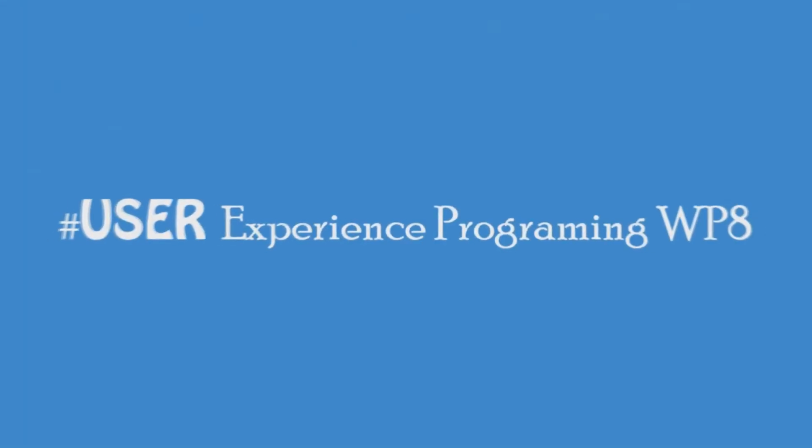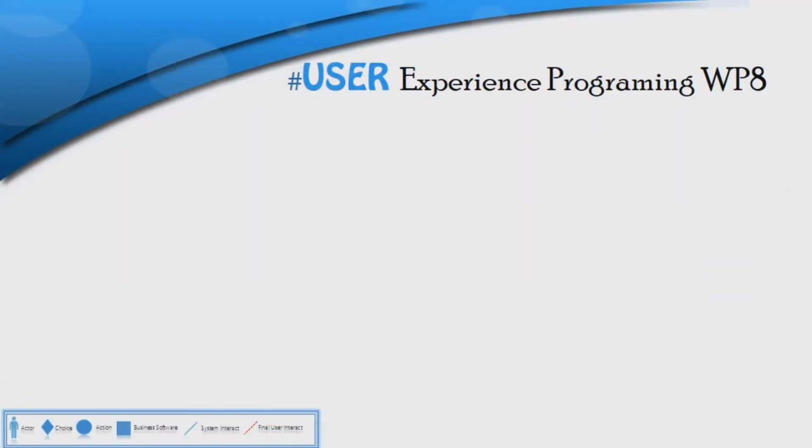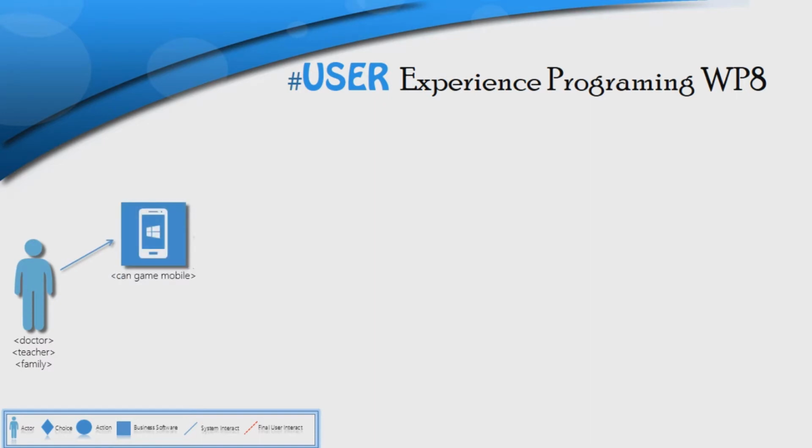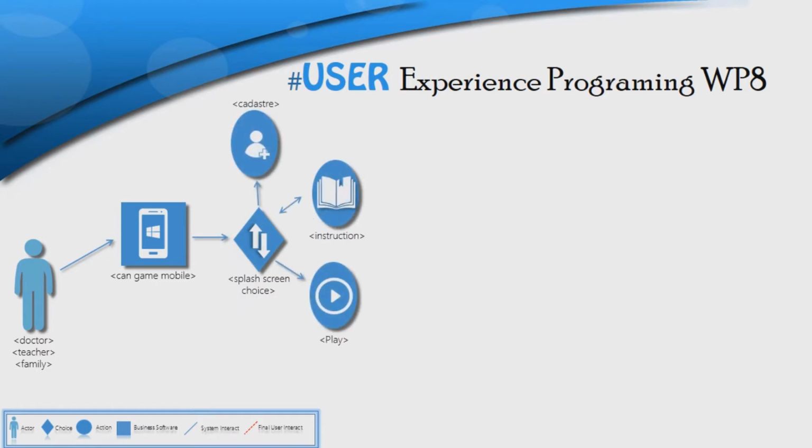We are going to start by presenting the user's experience with the mobile technology Windows Phone 8. It is scheduled by a doctor, teacher, or family member, and when used, the King Game aims to promote social autonomy and social cognitive development. Thus, as the system is opened, the user is able to choose whether to use the registration, the instructions, or start the usage process.